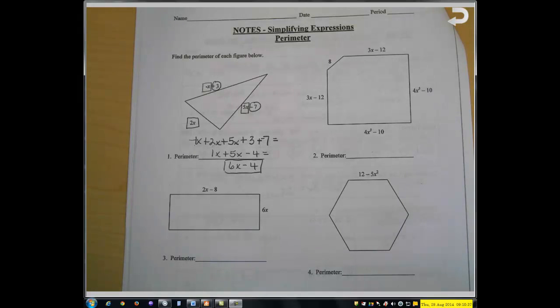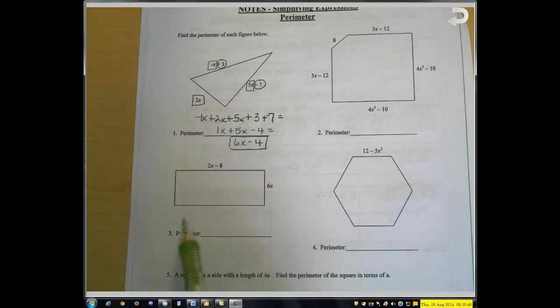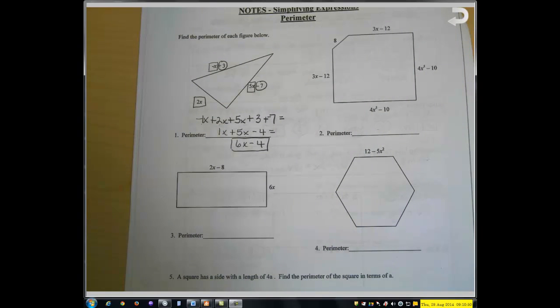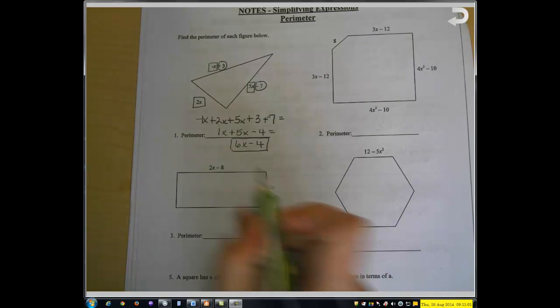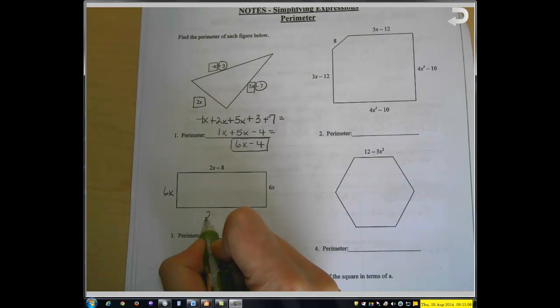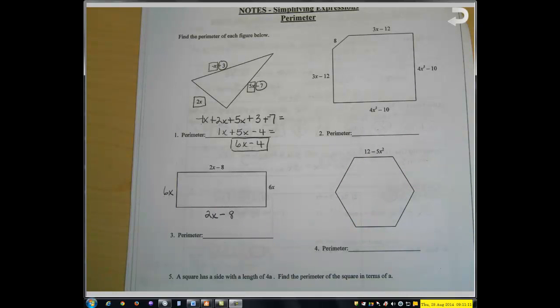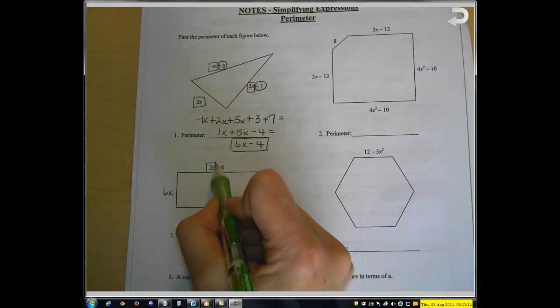Okay, let's look at one where not all of the sides are labeled. For example, we have this rectangle here, and they only give us the length of one side and the width of the other. But what do we know about the sides of a rectangle? We know that the opposite sides of a rectangle are congruent, or the same measure. So since the width is 6x, it's also going to be 6x over here. Since our length is 2x minus 8, the length is also going to be 2x minus 8 down here. So now we can combine like terms.